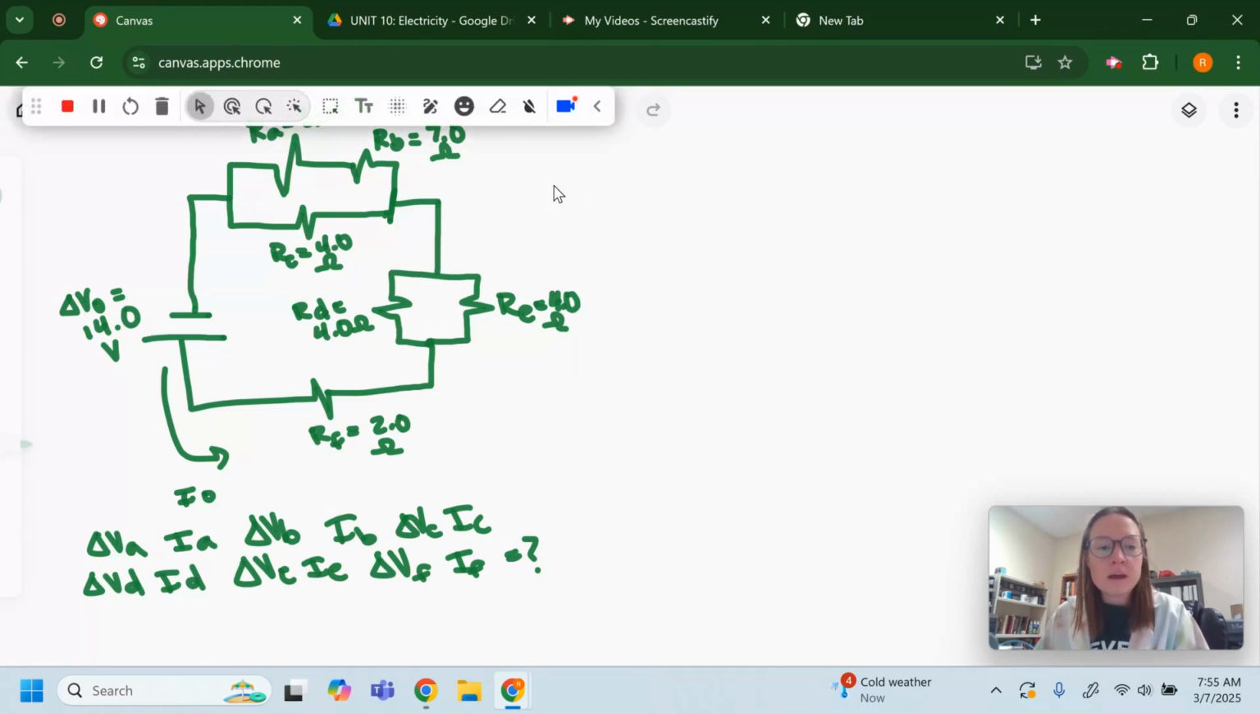I'm going to start by finding the equivalent resistance. Here's how I do it. I'm going to look at different branches here and see what I can simplify. To me, I like to start with the most complex sort of stuff. Here's what I'm going to say.